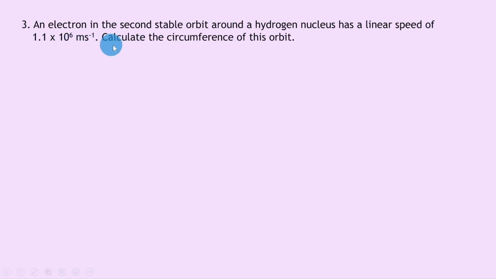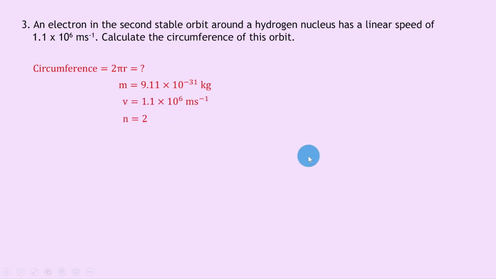Question 3 says an electron in the second stable orbit around a hydrogen nucleus has a linear speed of 1.1 times 10 to the 6 meters per second. Calculate the circumference of this orbit. Well, writing down what we know from the question, we're trying to find circumference, which is equal to 2 pi times the radius, 2 pi r. We know that m, the mass, is 9.11 times 10 to the minus 31 kilograms for an electron from the datasheet. v, the speed, is 1.1 times 10 to the 6 meters per second, and n equals 2 because we're in the second stable orbit.